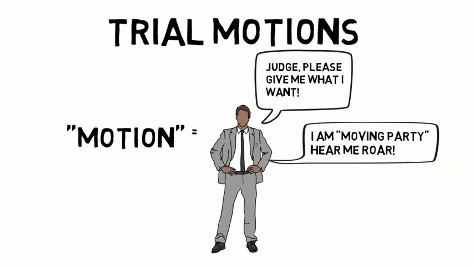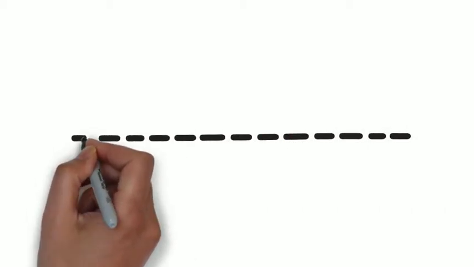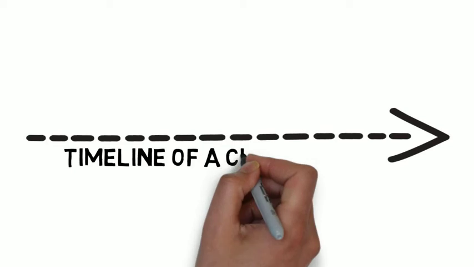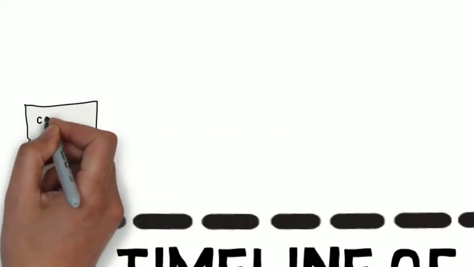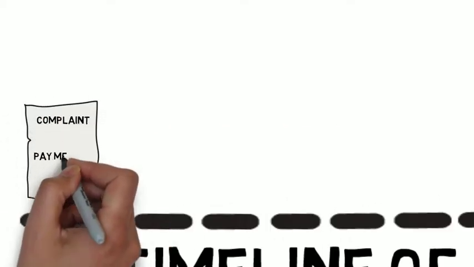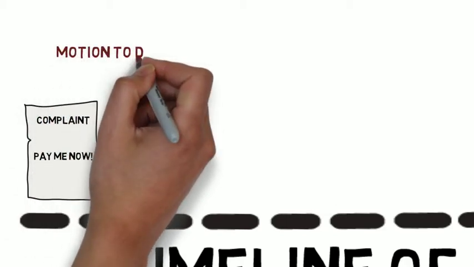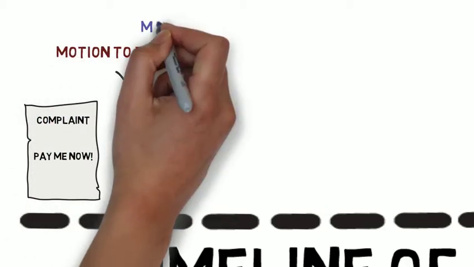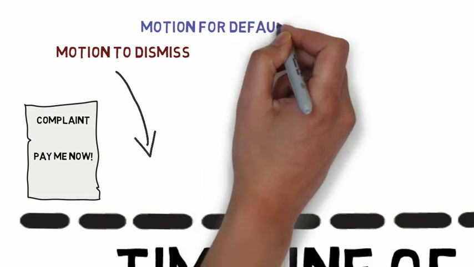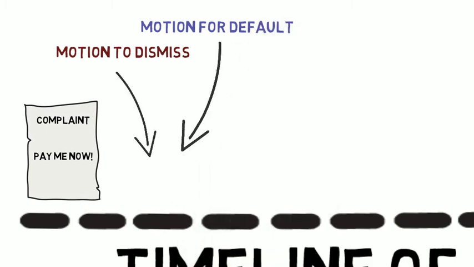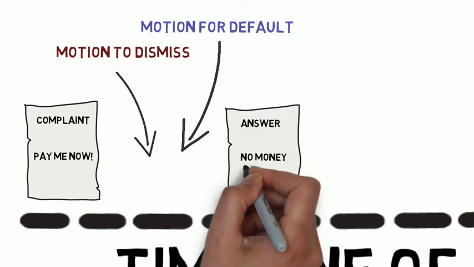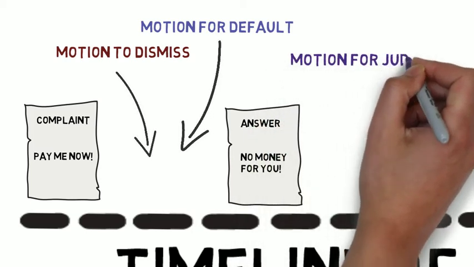There are two important ways to distinguish between different types of motions. First, motions are brought at different phases in the case. After the complaint is filed starting the case, motions to dismiss are filed. Motions for default are also filed after the complaint if the defendant doesn't file an answer. Then there are motions for judgment on the pleadings after the answer is filed.